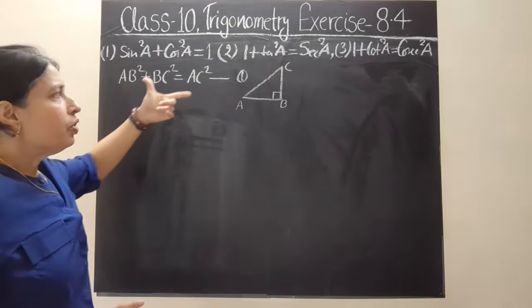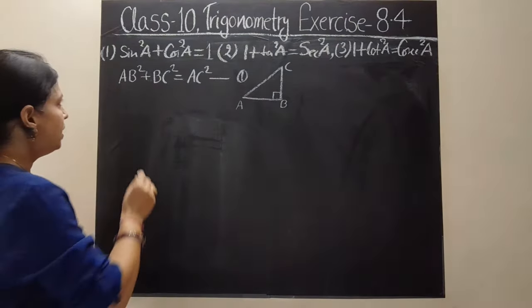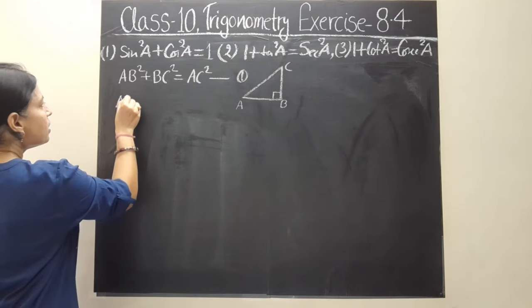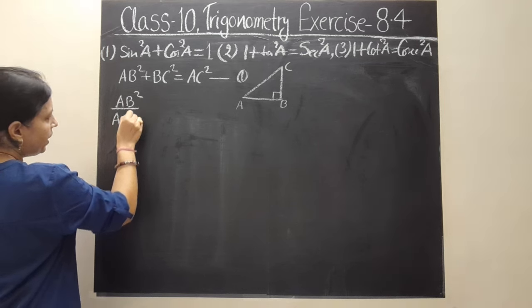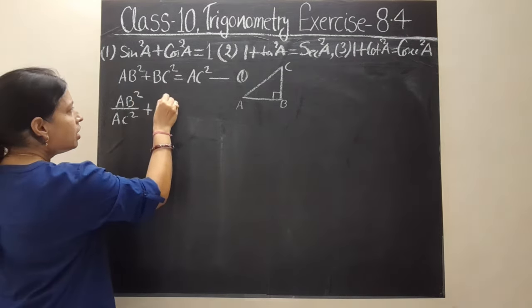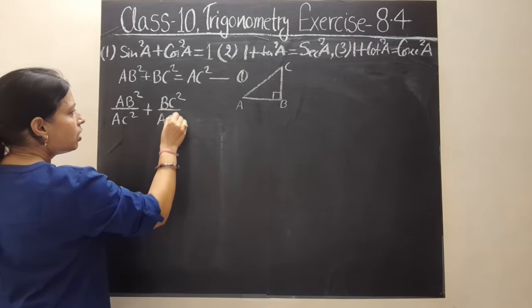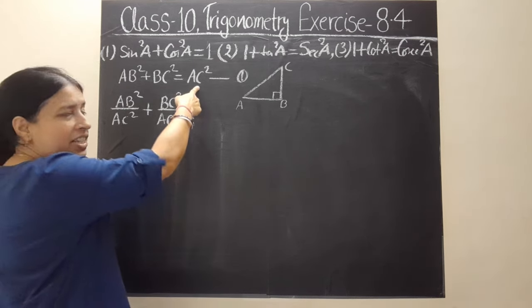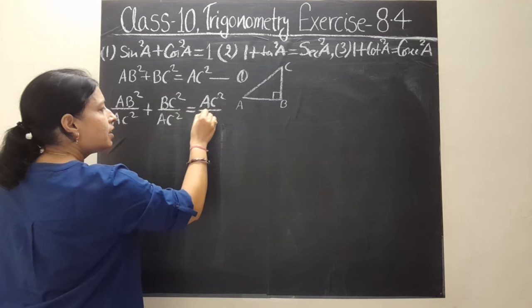So now divide each term by AC square. So let us divide. So we can write AB square divided by AC square. Here second term is BC square. So divide BC square by AC square. In RHS it is given AC square. So divide AC square by AC square.